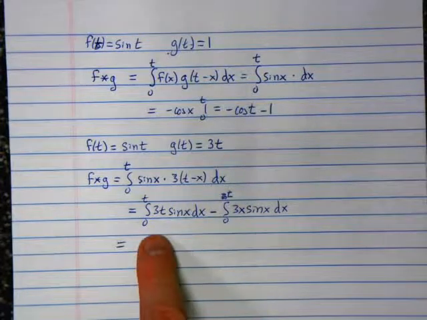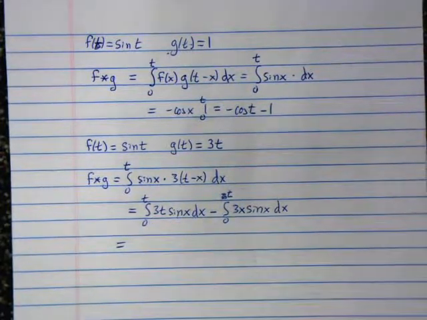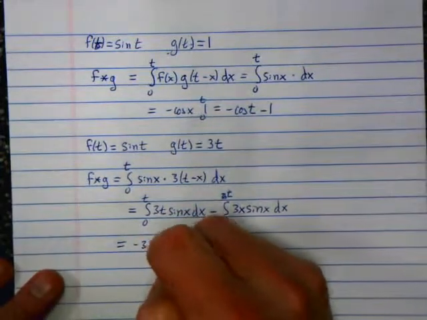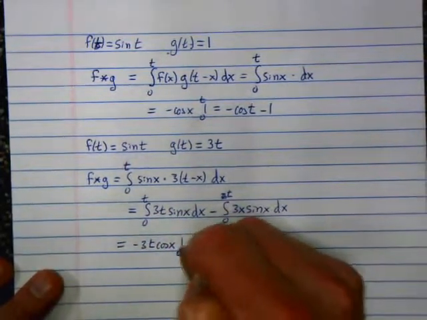What's the antiderivative of 3t sine x dx? Negative 3t cosine x, evaluated at 0 and t.